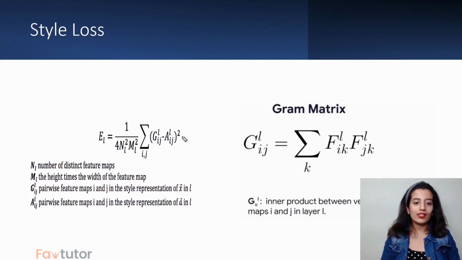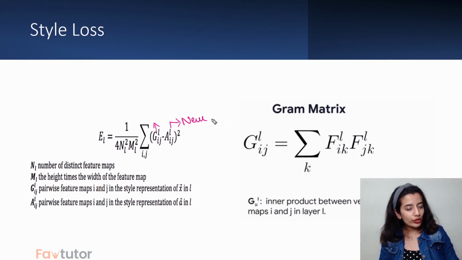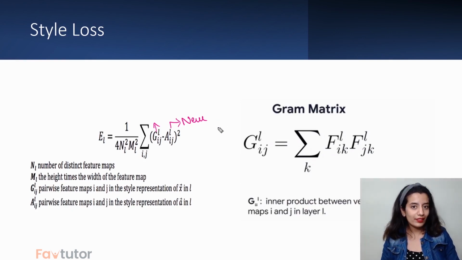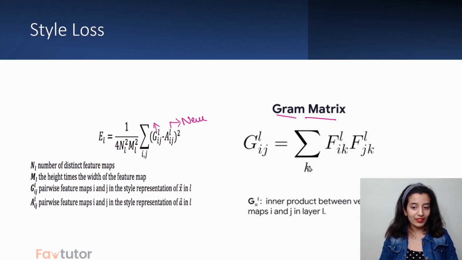That is also a square of whatever the reference content is and whatever the new generated image is. But since, as I already told you, it will perform on all the layers of the neural network, it takes a support of the gram matrix. So the gram matrix is nothing but the inner product between the vectorized feature maps, that is ij, in the layer L.